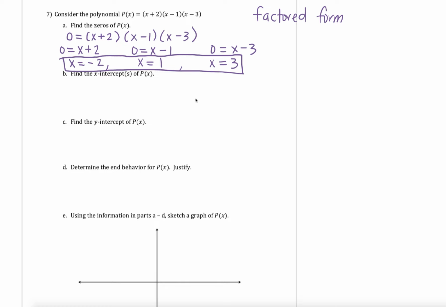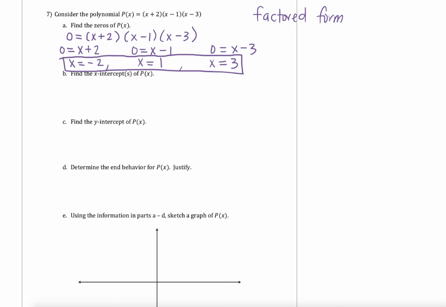And so we used the skill of being in factored form already, which allowed me to immediately apply the zero product property and solve for each one of those zeros. Now, if we were in standard form to begin with, then we would actually have to change to factored form before we could find the zeros.